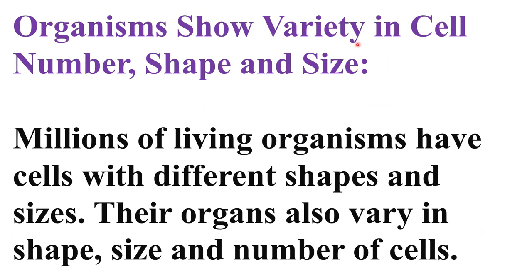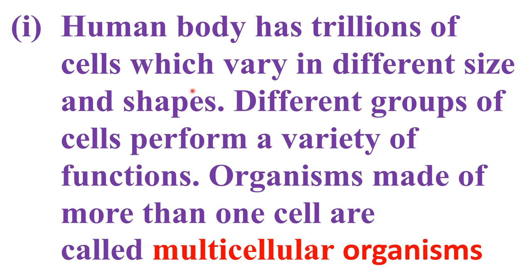Organisms show variety in cell number, shape and size. Millions of living organisms have cells with different shapes and sizes. Their organs also vary in shape, size and number of cells. The human body has trillions of cells which vary in size and shape.